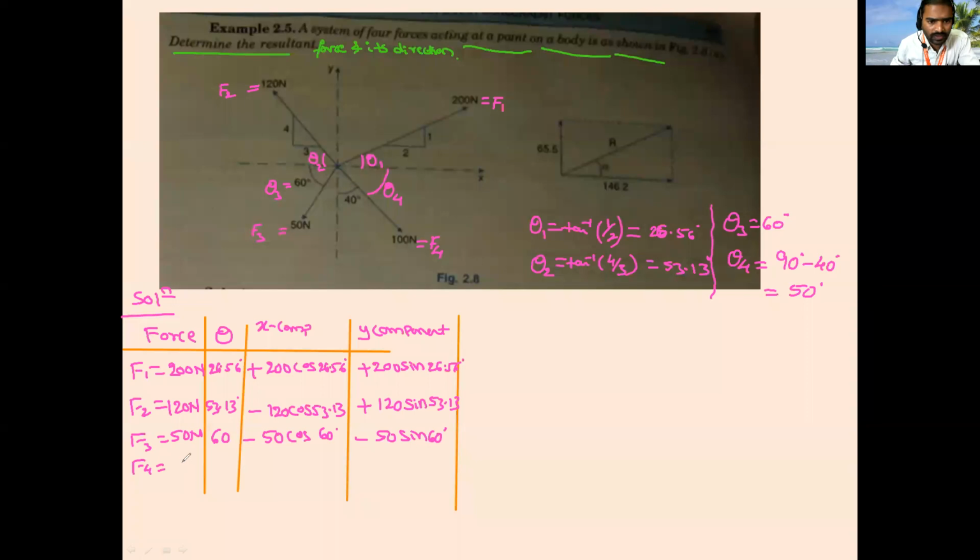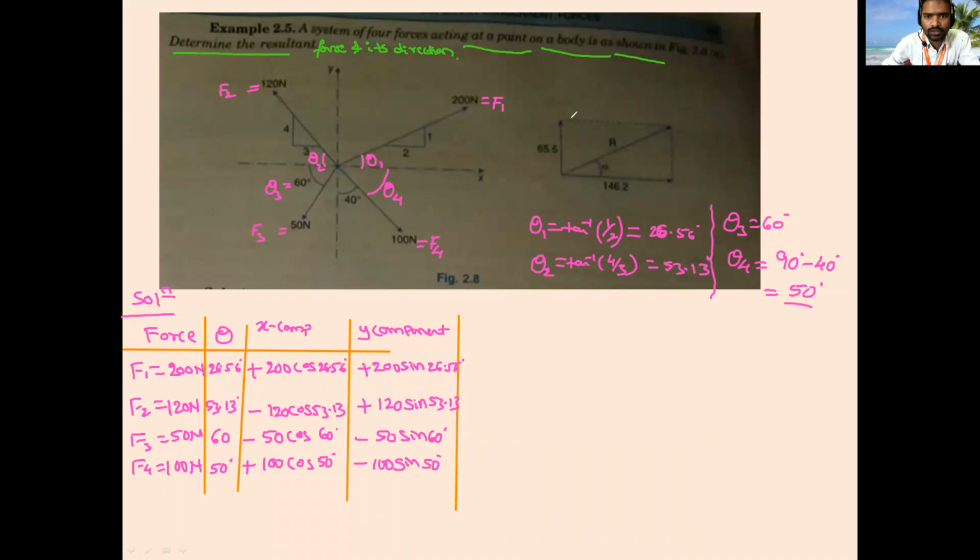Then the F4 force. How much is F4? It is 100 Newton. How much is the angle theta 4 you calculated? It is 50 degrees. Now the x component of F4 is moving right-hand side, so it is positive: plus 100 cos 50. The y component is moving in the downward direction, so minus 100 sin 50.